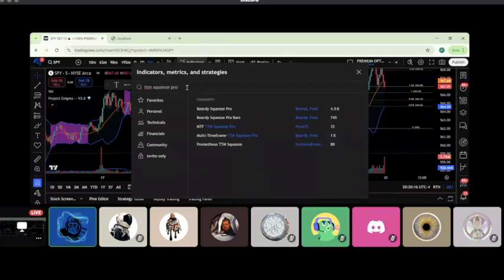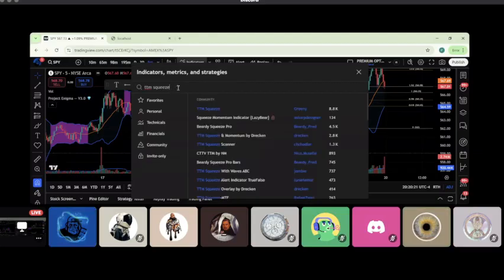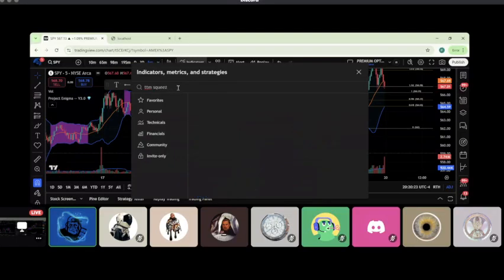GTM squeeze. Maybe this is on. Okay, maybe this is not. Maybe it's only on Weeble. Never mind.